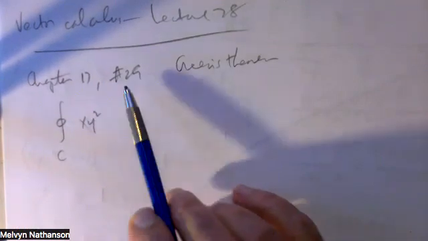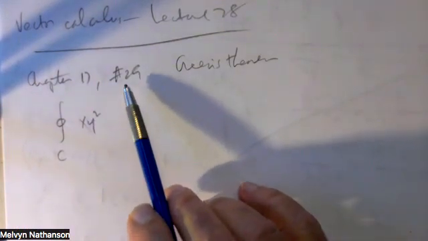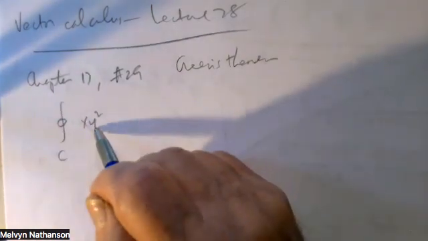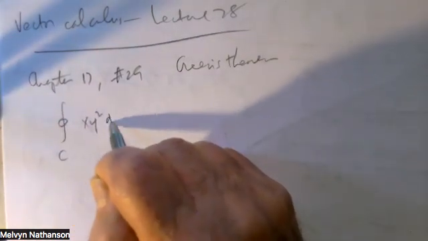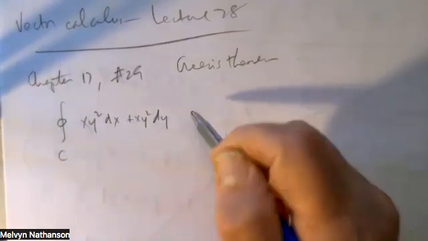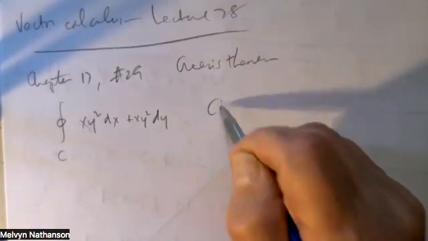Okay. So the question is from the review sheet, chapter 17, problem number 29, which was to calculate a certain line integral using Green's theorem. So the line integral, it's xy squared dx plus xy squared dy. And the curve C is a triangle.